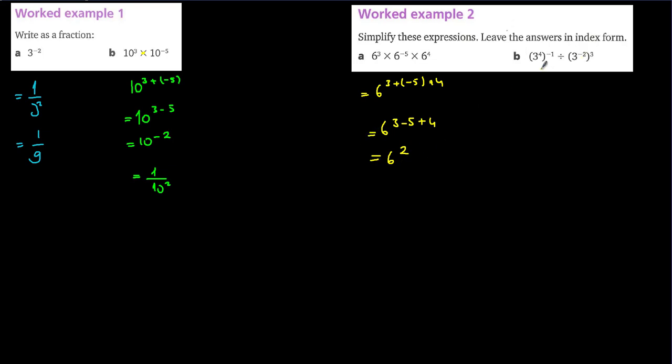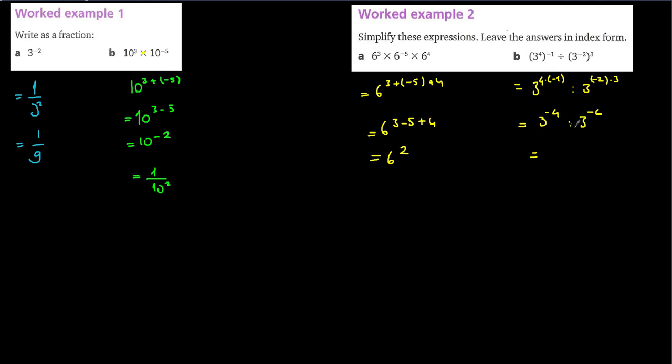Here this exercise is a bit longer, but it is not difficult, only you should follow the steps carefully. 3 to the power of 4 to the power of minus 1, it's going to be equal to 3 to the power of 4 times minus 1 over 3 to the power of minus 2 times 3. And when you multiply one positive number and one negative number, the answer is going to be negative, so it's equal to minus 4. 1 times 4 is equal to 4, so it's minus 4, because one of the numbers is negative, and minus 2 times 3 is going to be equal to 3 to the power of minus 6. So 3 to the power of minus 4 over 3 to the power of minus 6.